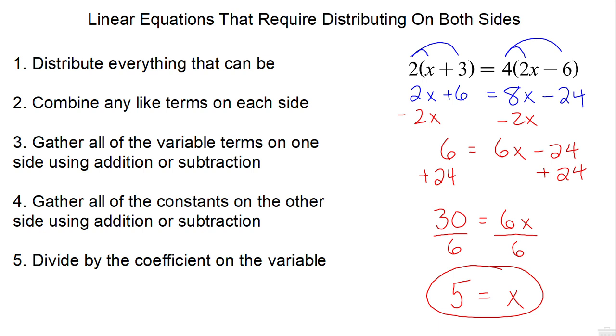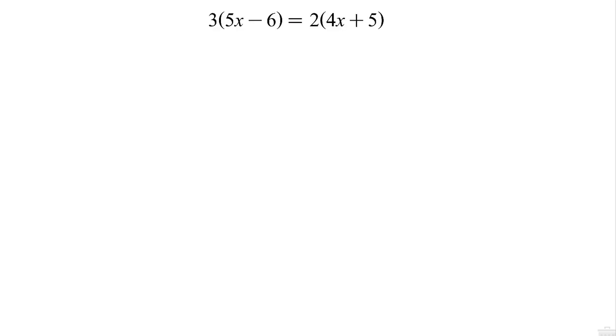So those are the basic steps. No matter how many different things you have to distribute, it's still the same idea. Distribute it all out, combine the like terms on each side separately, get the variables to one side, the constants to the other, and then divide. So we'll do a couple more of them.